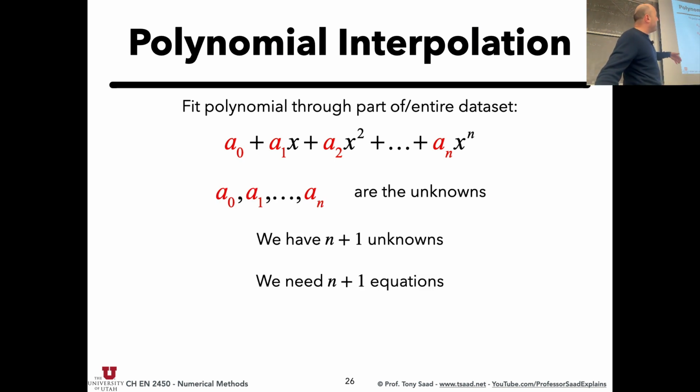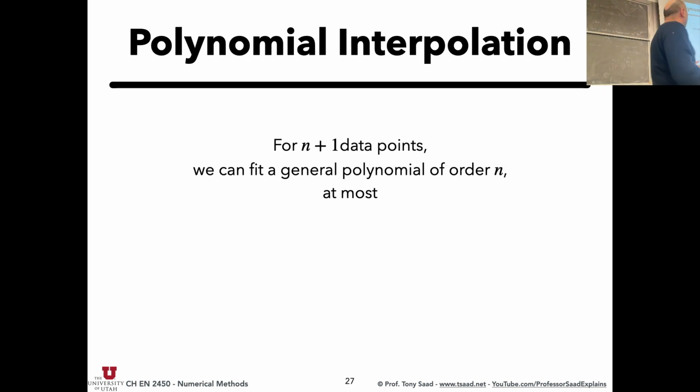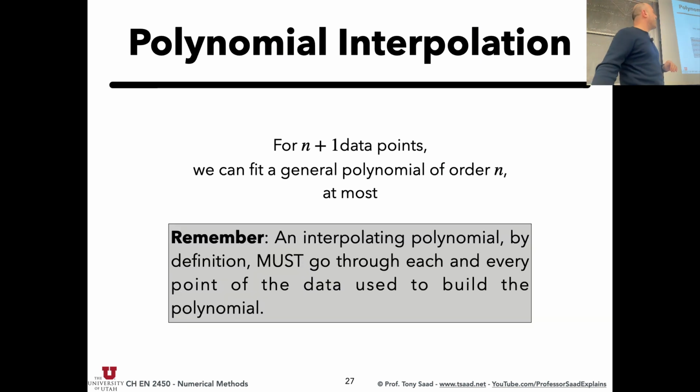So we have n plus 1 unknowns. We need n plus 1 equations, and therefore we need n plus 1 points. So in general, for n plus 1 data points, we can fit a general polynomial of order n. By general polynomial, and pay attention to this, it means all the coefficients are there: A naught plus A1x plus A2x squared plus A3x cubed, and so on. There might be polynomials where I'll ask you to fit A naught plus A3x cubed. That only needs 2 data points, not 4. So pay attention to that.